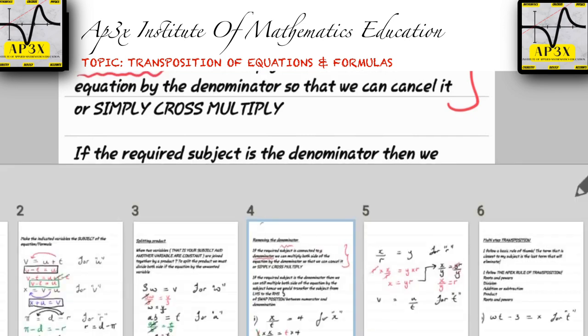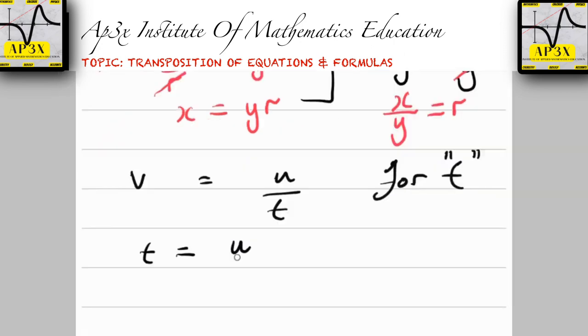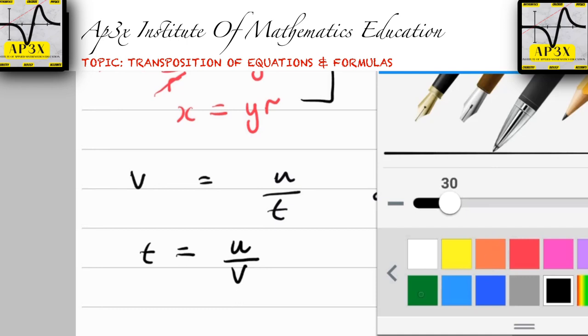So what that means then is that if I go to this example here and I look at V equals U over T, again, you're looking for T. In this case, I could go ahead and multiply both sides by T using the method that I just used up here to find R. But I could easily say, okay, since my intended subject is in the denominator, I could swap the position of the V with the T. Therefore, we end up with T being at the top and V being at the bottom. And voila, that is your final answer.